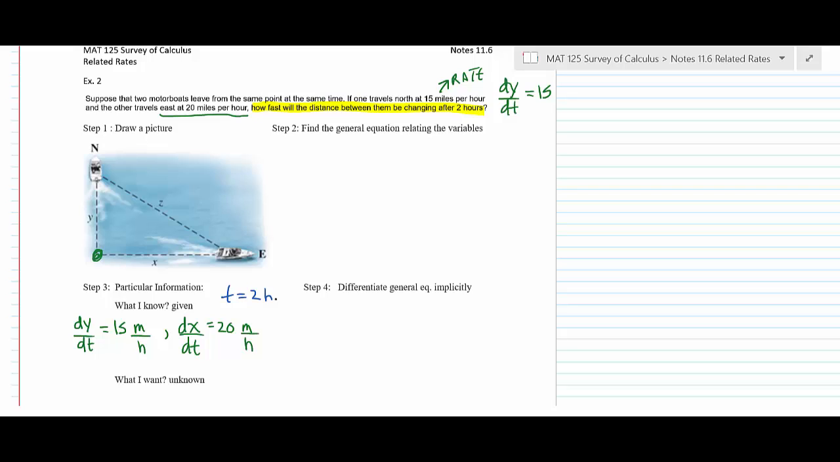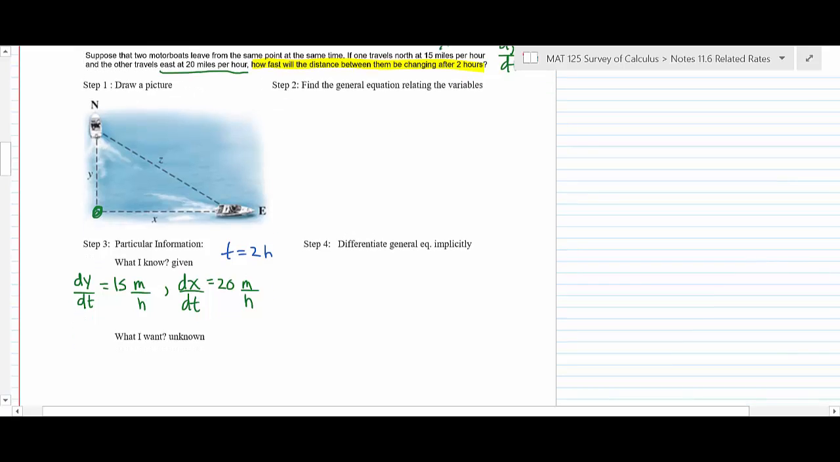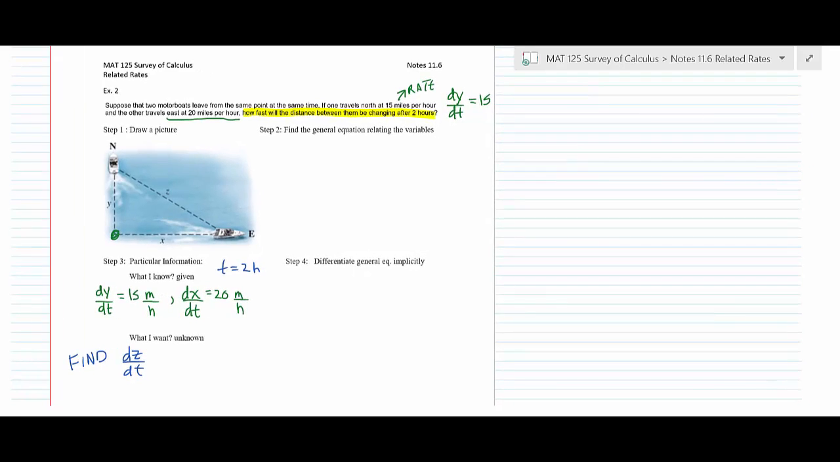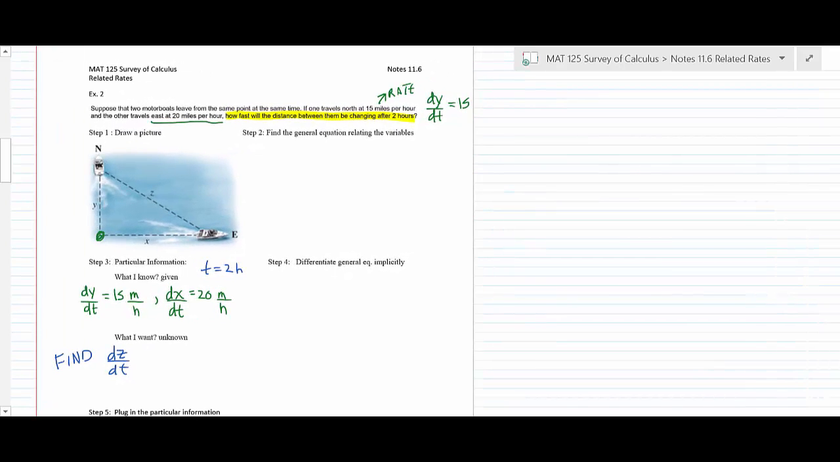So what's happening, everybody agree that as the boats move, z is getting bigger. Okay, all right, so we got that. So what we're trying to find is dz over dt. Okay, that's what we're trying to find. So remember, when we get our equation and put it together, we better have dz over dt in our implicit differentiation, okay? So we got most of that. Now there's a few other things that we're going to have to figure out as we go, but let's see if we know what's going on.